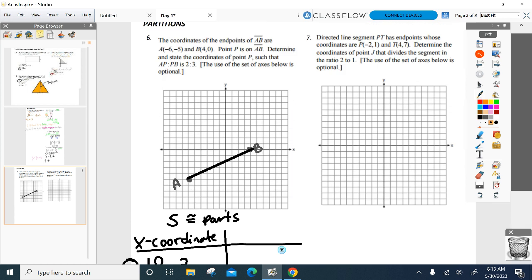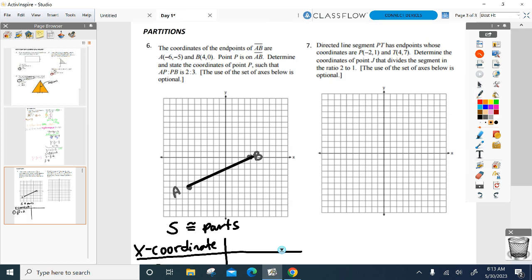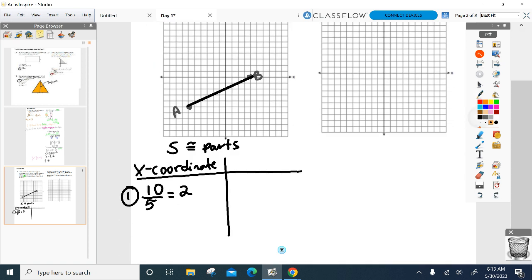Go back to the ratio, and I take a look at the first number. That's huge, 2. So I only have to do this twice. So step 2 is I'm going to go 2 units twice, because that's where my partition point has to be. I'm going to go 2 units, and then I'm going to go another 2 units, and I'll be at my partition point. So that tells me you're going to move 4 total units from your starting point.